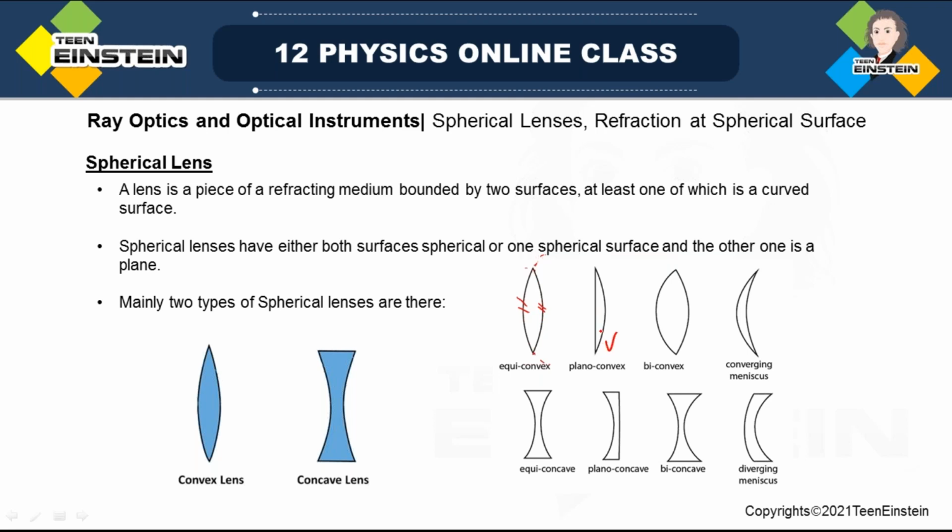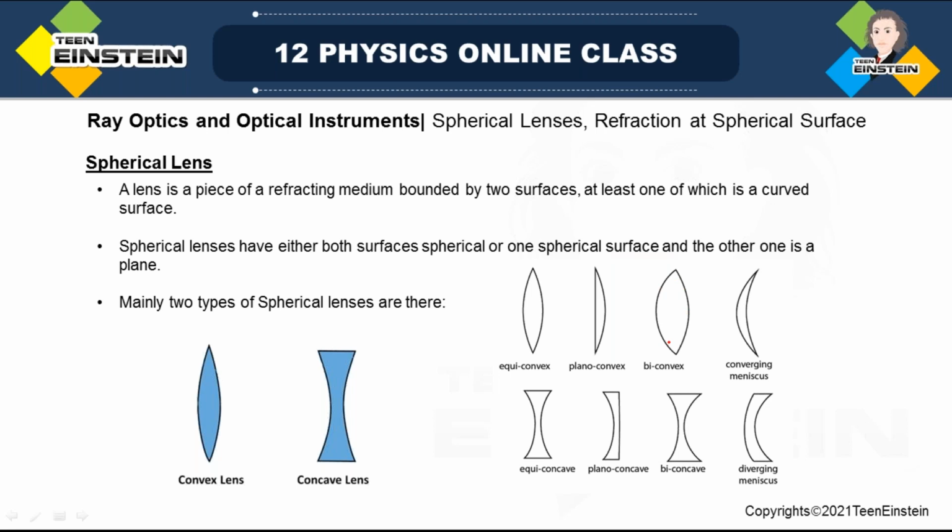So this is called a plano-convex lens, when you have a convex surface and the other surface is plane. Then it is called a plano-convex lens. You may know this. And interestingly, the plane surface has a radius of curvature of infinity. So that will have focus at infinity, as we have seen in the case of a plane mirror.